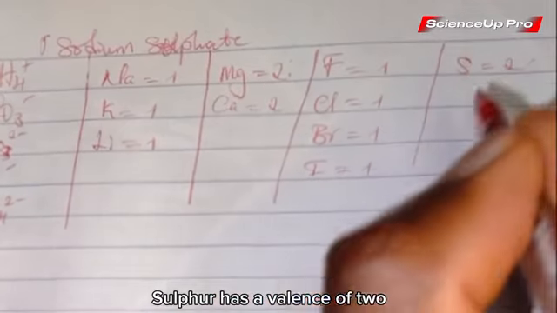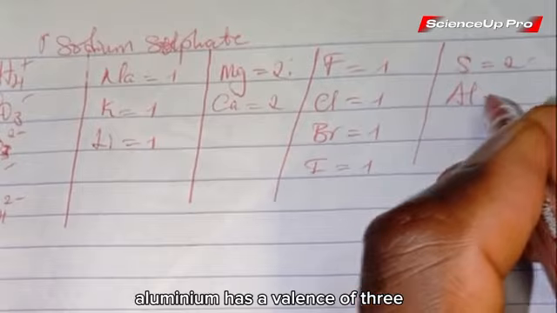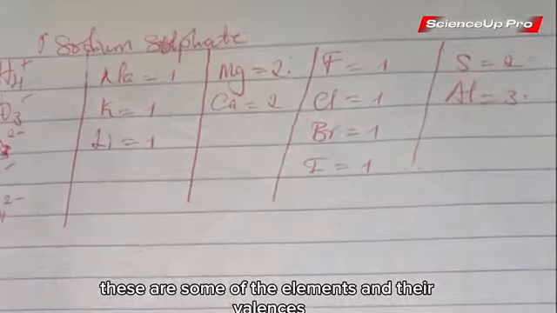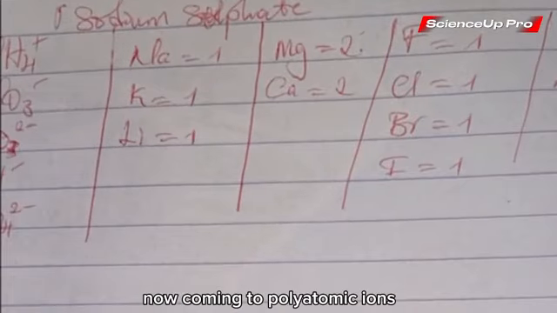Sulfur has a valence of 2. You can also talk of aluminium. Aluminium has a valence of 3. These are some of the elements and their valencies. Now coming to polyatomic ions.